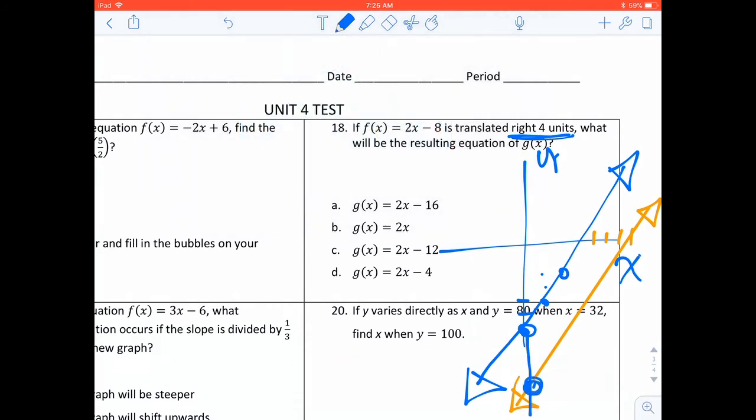So what you need to do is take your TI-84 and graph letter A, and let's see if 2x minus 16. So I'm going to do this with you here. We're going to plug in 2x minus 8 into y1. I'm going to plug in 2x minus 16 in y2, and I'm going to graph those, and we're going to see if it moved 4 units to the right. And if I actually look at my calculator, 1, 2, 3, 4, this one moved 4 units to the right, so my answer is A.